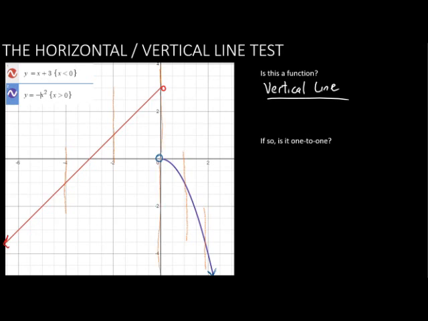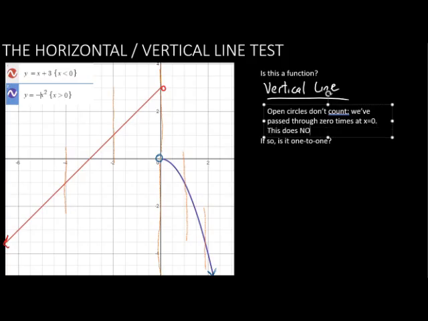Here at 0, we can see we're passing through 2 open circles. In a previous video, we said passing through 2 closed circles made it not a function, but the reason why is because the open circles do not count. Because both circles are open, this means that effectively we've passed through the function 0 times. It turns out passing through 0 times does not fail the vertical line test. Therefore, this is a function.